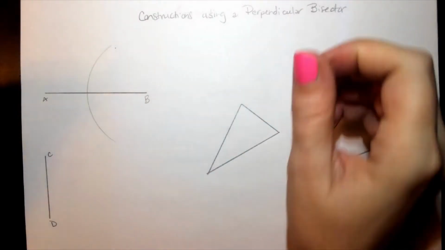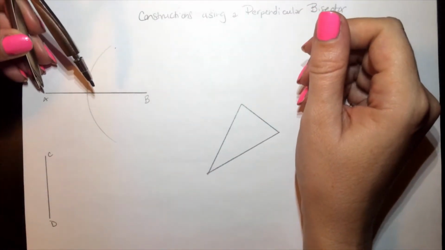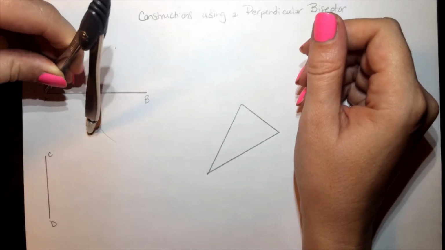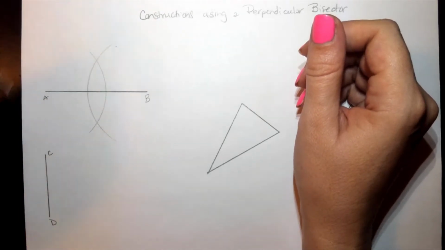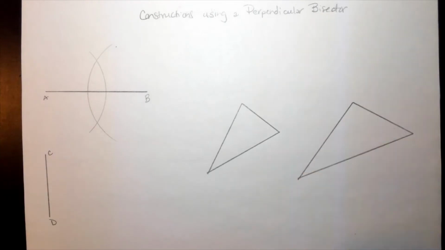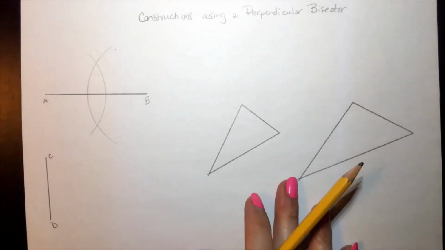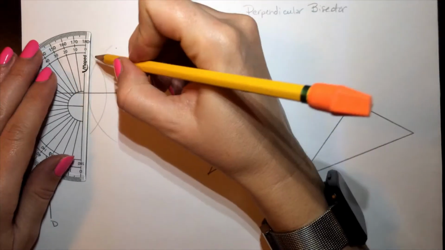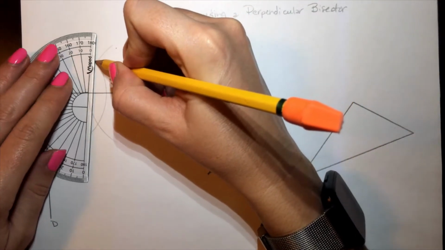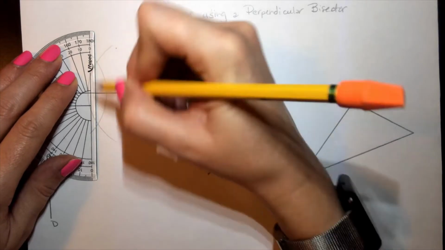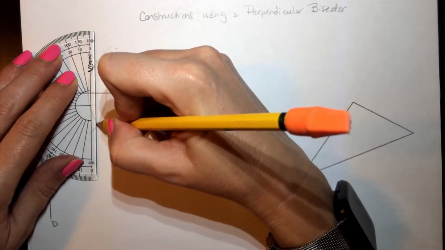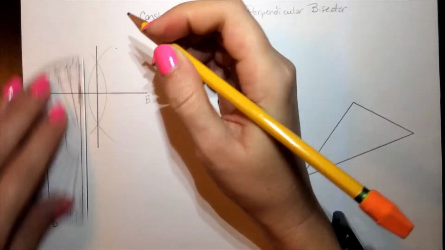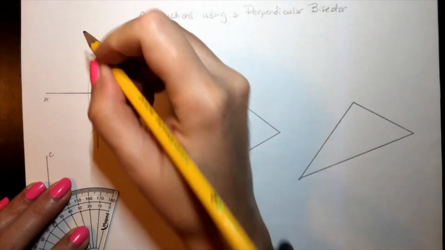Being very careful to keep my compass setting exactly the same, I'll move my compass point to the other endpoint of the line segment and make an arc. It's very important that I have 2 points of intersection because that's what determines a line. If I only have 1 point that I have to go through, there are infinite lines that could go through that 1 point. If I have 2 points of intersection, there's only 1 line that I can possibly draw.